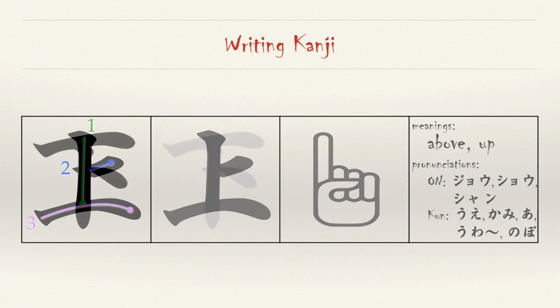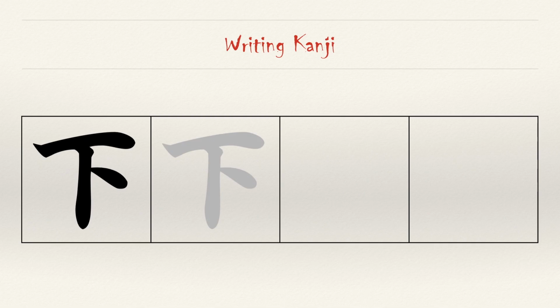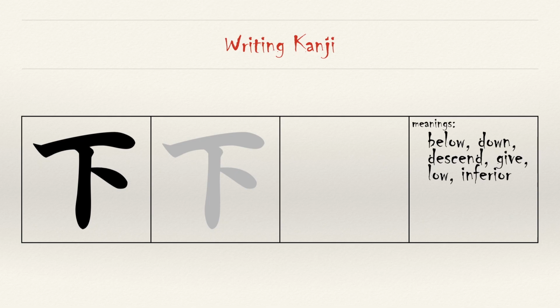Our next character today represents the ideas of below, down, to descend, to give, low or inferior. This is really an easy character too. The stroke order is also pretty obvious. We'll start with a capital T. The final stroke is the little stroke going off to the right.